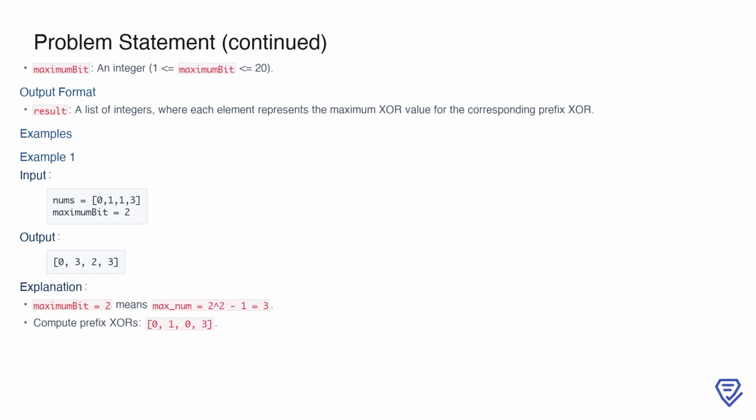Suppose nums is 0, 1, 1, 3, and maximum bit is 2. Here, maximum bit equals 2 means max_number equals 2^2 - 1, which equals 3. First, you calculate the prefix XORs of the array, which gives us 0, 1, 0, 3. The next step is to determine the value of x for each prefix XOR that produces the maximum XOR result within the range 0 to max_number. This will form our output array.